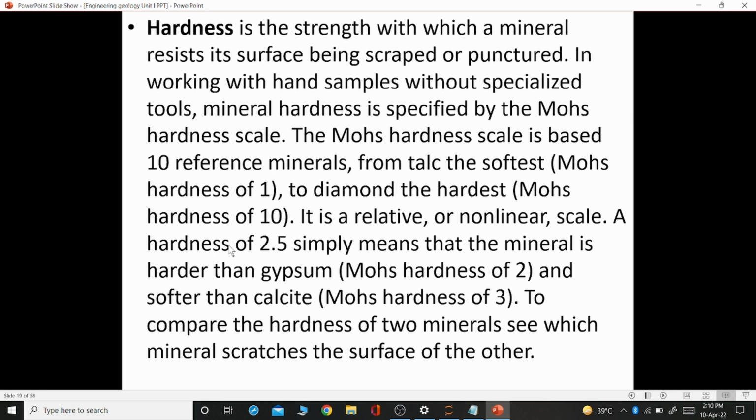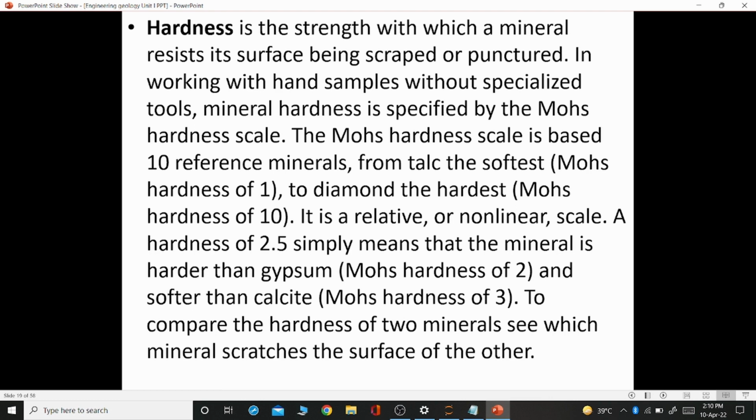Next property, hardness. Hardness is the strength with which a mineral resists its surface being scraped or punctured. In working with hand samples without specialized tools, mineral hardness is specified by the Mohs hardness scale. The Mohs hardness scale is based on 10 reference minerals from talc to diamond. Talc is the softest, with a Mohs hardness of 1, and diamond is the hardest, with a Mohs hardness of 10. It is a relative, non-linear scale.